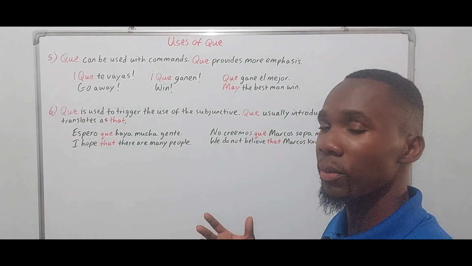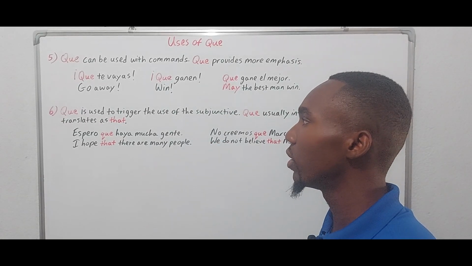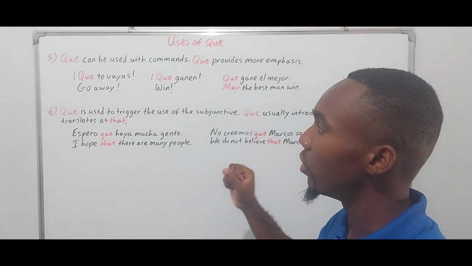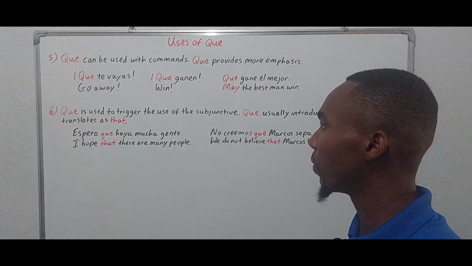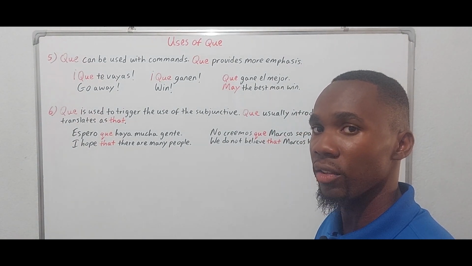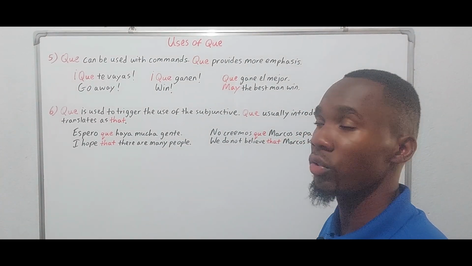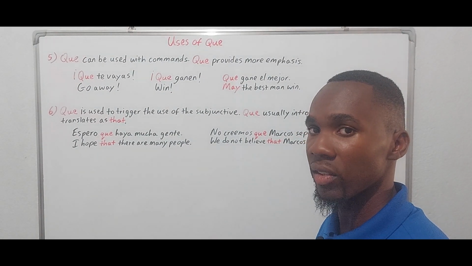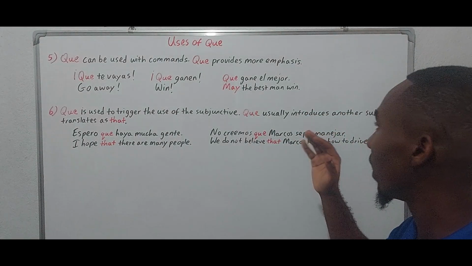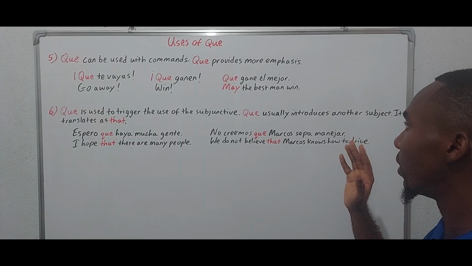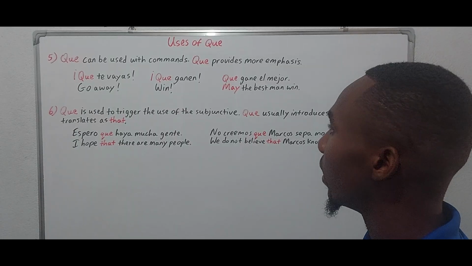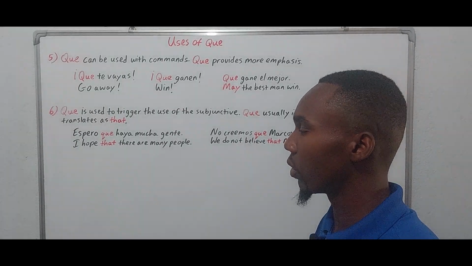And speaking of subjunctive, the 6th usage is going to be dealing with the subjunctive. Que is used to trigger the use of the subjunctive. And I'm actually going to include the video that I recorded on the uses of the subjunctive, right? Because the que is going to trigger the use of the subjunctive, right? So que usually introduces another subject. It translates as that. Okay.